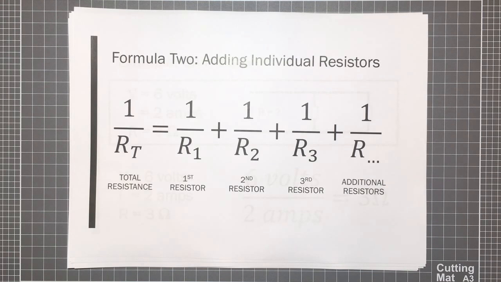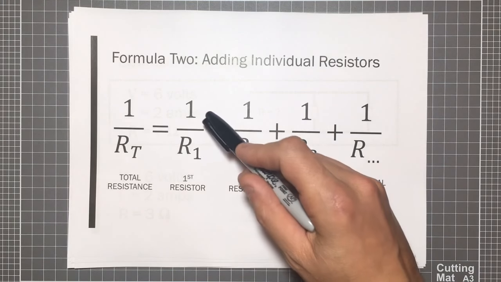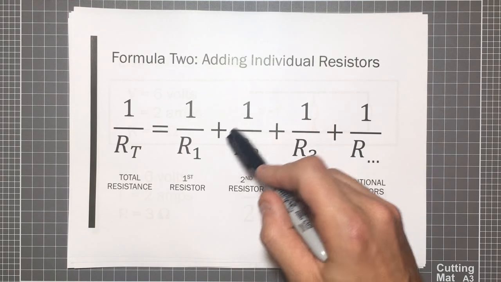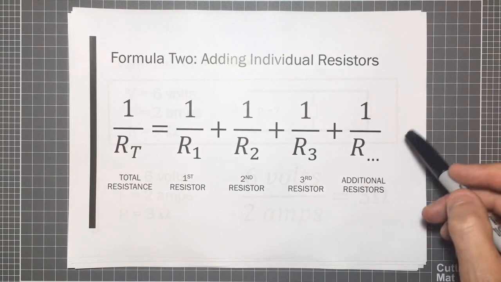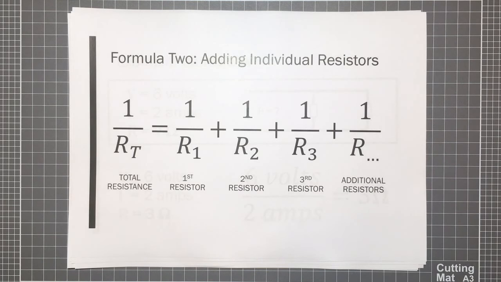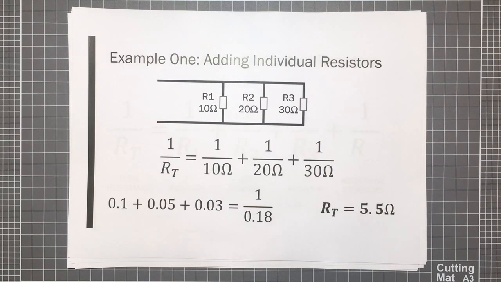But basically running through it, we've got 1 over the resistance total is equal to 1 over the first resistor plus 1 over the second resistor plus 1 over the third resistor plus 1 over the fourth, fifth, sixth, 7, 8, 9, 10, as many as you've got all the way up. So you can just keep adding those on there. As I said, it looks a little bit confusing, so let's take a look at an example and see what happens.